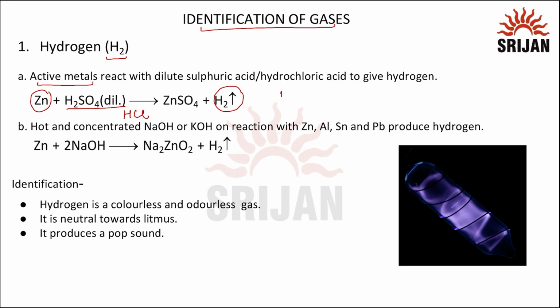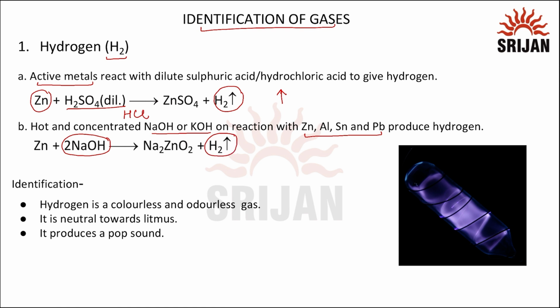Here you can see that this upward arrow shows that hydrogen during this reaction is produced in the form of a gas. It can also be produced with the help of zinc, aluminium, tin, and lead. Whenever these metals react with hot and concentrated sodium hydroxide or potassium hydroxide, they result in the formation of hydrogen gas.